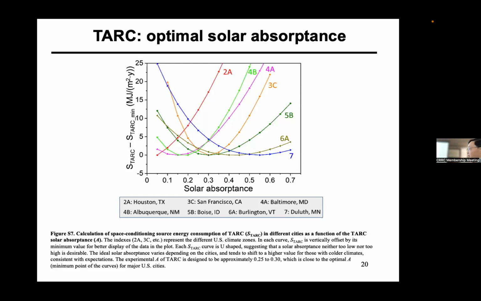As we show here, for example, San Francisco, that's 3C. Then the optimum solar absorbance is about 30%. Okay. And we have designed our TARC material to specifically have this non-zero, non-100% solar absorbance. So the material would look like not really shiny bright, also not black. It is like a grayish color.